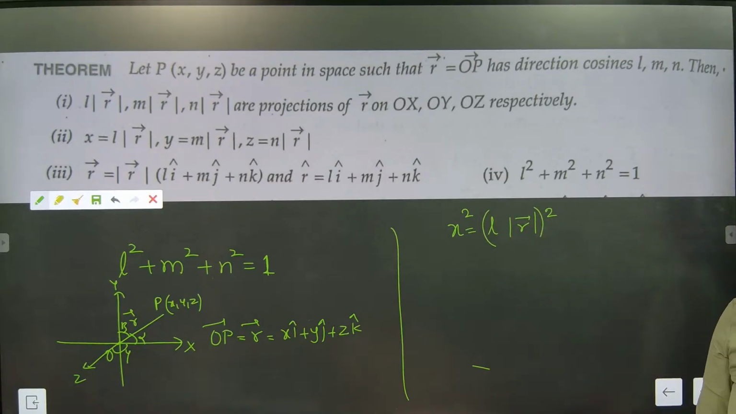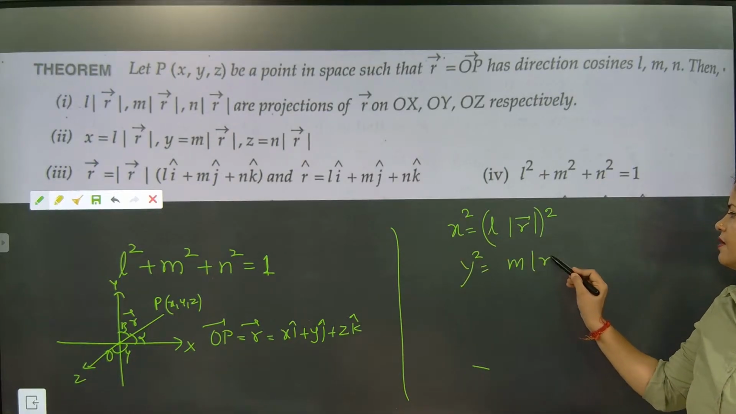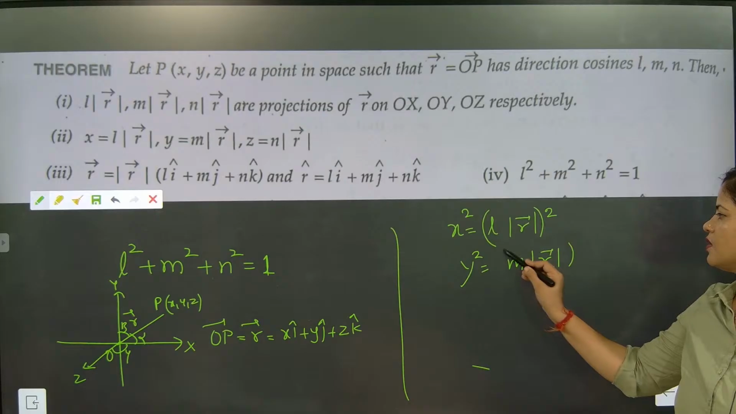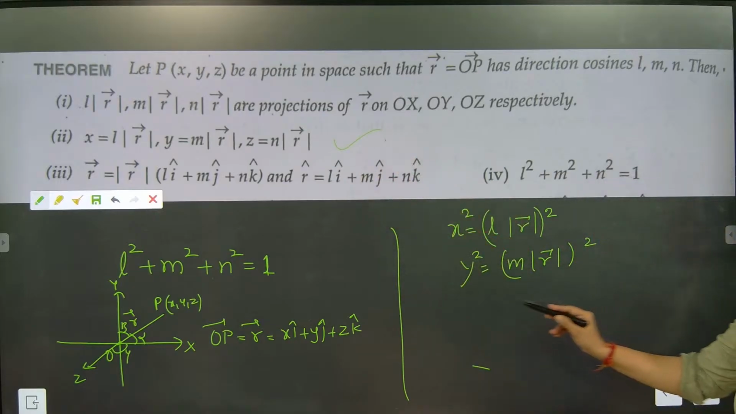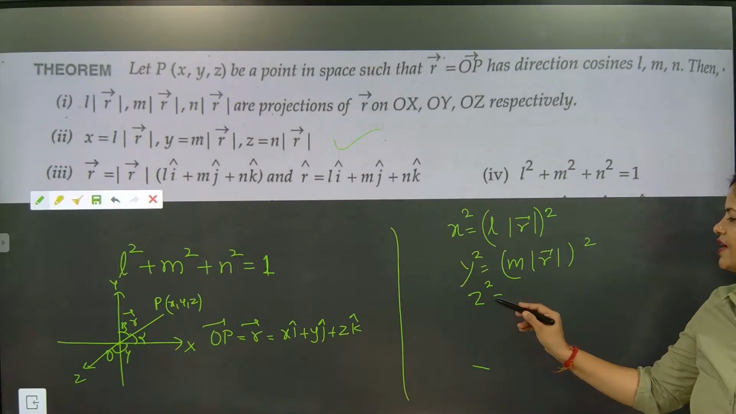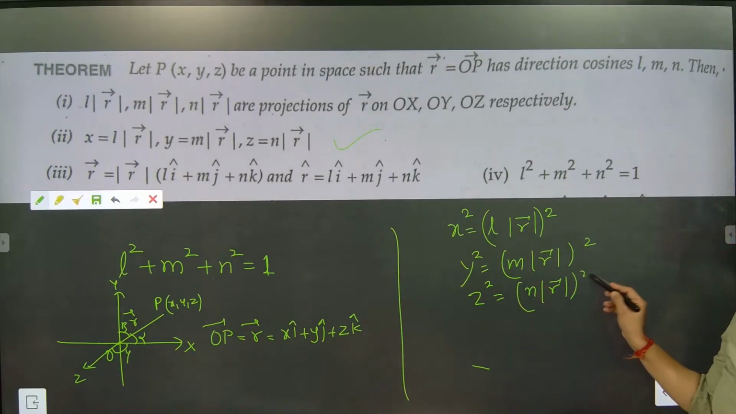Can I write like this? Is it a crime? Not a crime. y square is equal to m magnitude of r whole square. This is the second derivation we are playing with. Third one is z square is equal to n magnitude of r whole square.